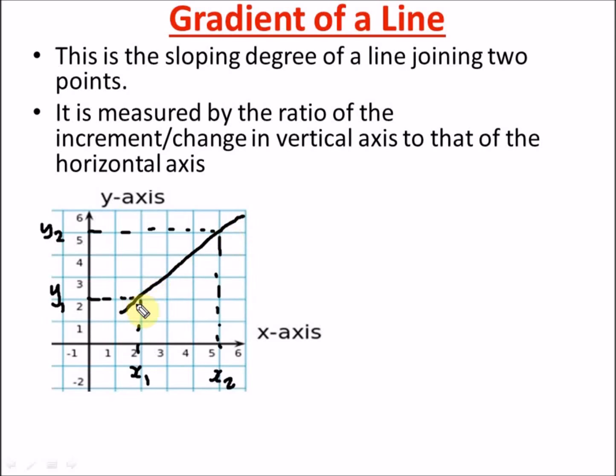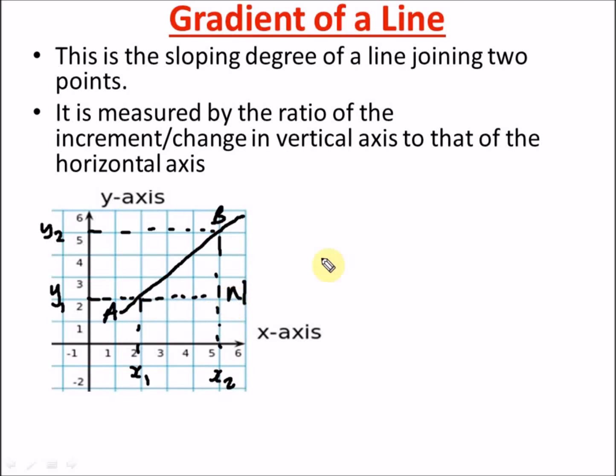So the gradient of a line is just the sloping degree of a line joining two points, where this is point A and this is point B. It is measured by taking the ratio of the change in your vertical axis and your horizontal axis. So we're going to draw this where we have N here. We take the change of BN, which is your vertical axis, divided by AN, which is your horizontal axis.